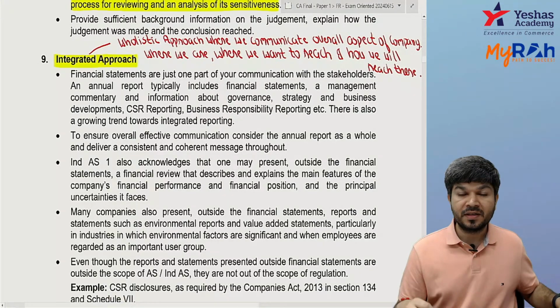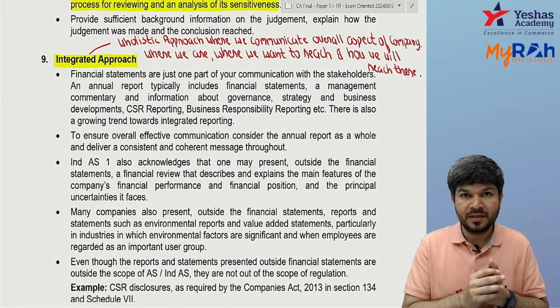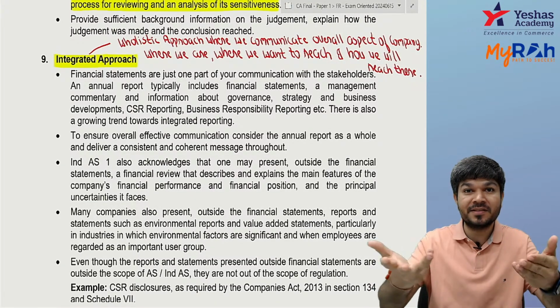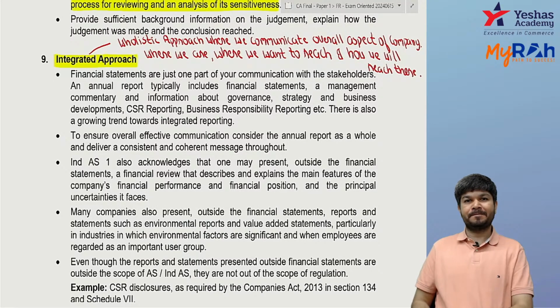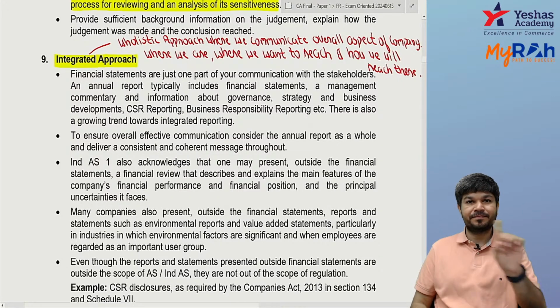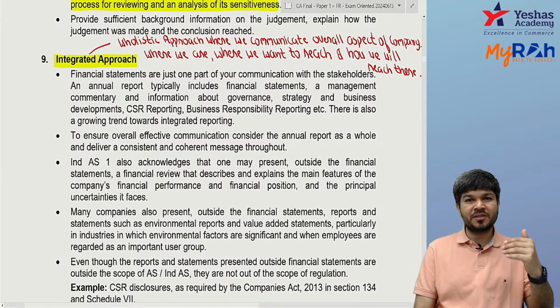Okay, now a question. If integrated reporting is done, my question is: is integrated reporting a part of the financial statements? No, it's not a part of the financial statements. It's some extra things you are trying to disclose.